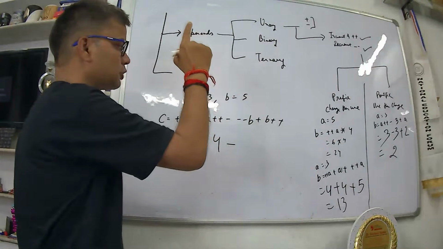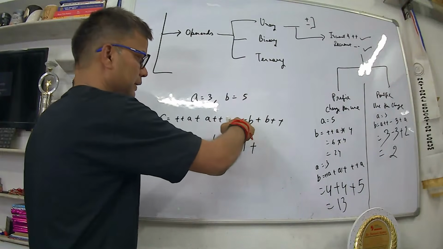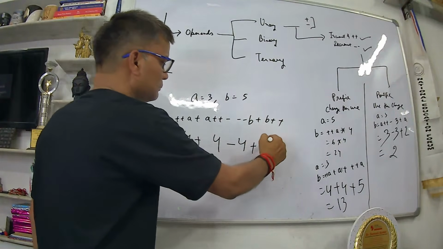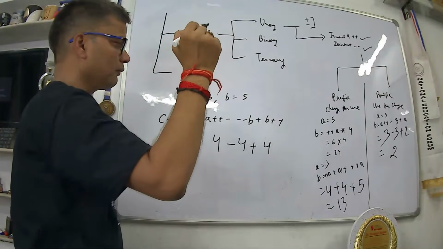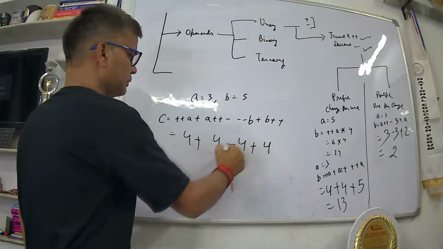Minus of B, it is now 4. B plus, it's now 4. B plus again it will be 4. Fine. Now, it is 4 plus 4, 8, 8 plus 4, 12, 12 minus 4 is 8.